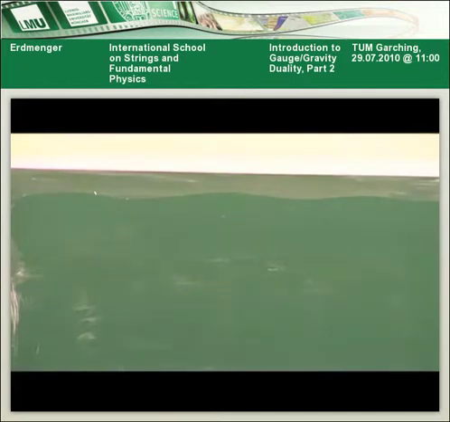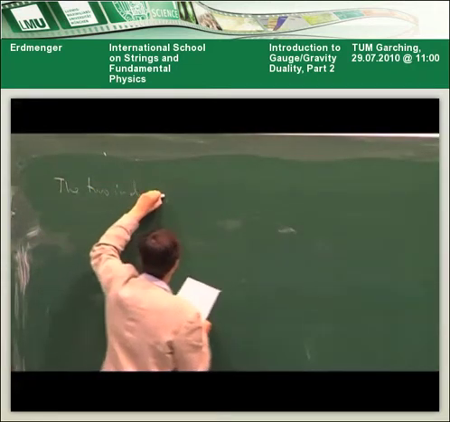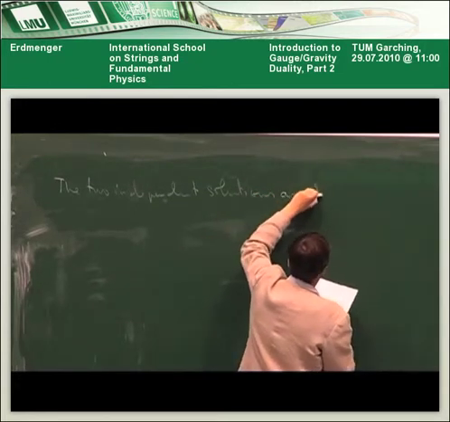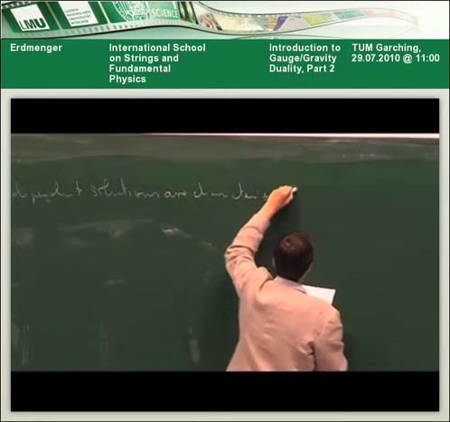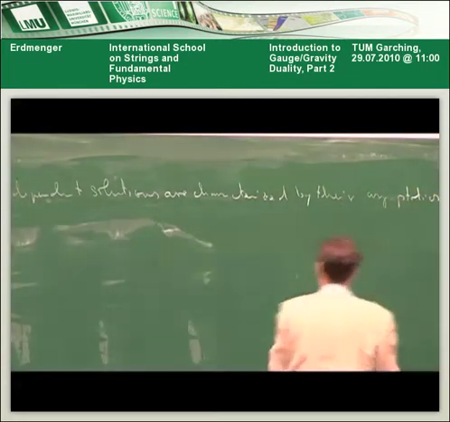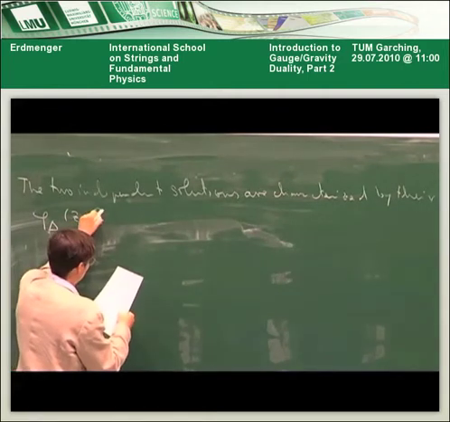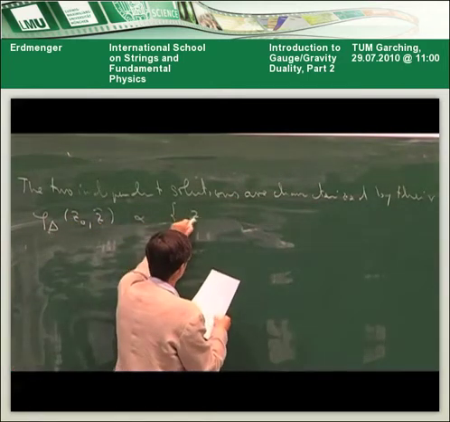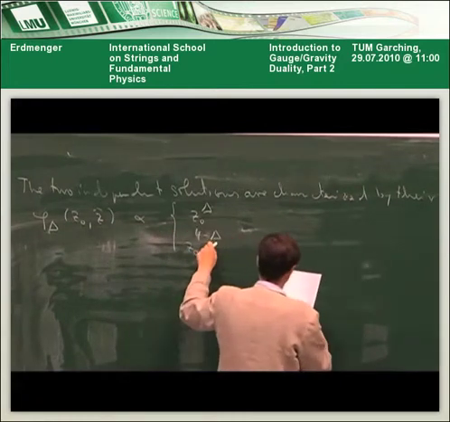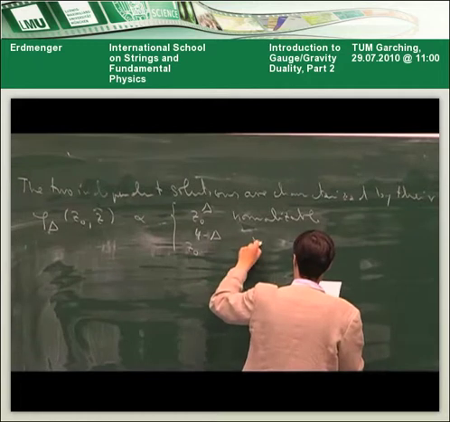Okay. So the two independent solutions to the second order equation of motion are characterized by their asymptotics. So basically, at the boundary, we have one solution which goes like z_0 to the delta and another which goes like z_0 to the 4 minus delta. And this is called normalizable because it just goes to 0 as z_0 goes to 0. But this one diverges, so it's called non-normalizable.